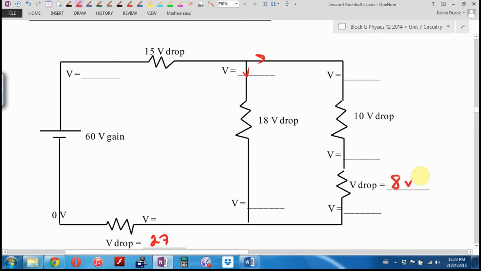So don't try adding up all of the voltages. It'll add to way more than 60. I don't care. On any path, you gain 60 going through the battery, you'll lose 60 going through the chairlift, as long as it's a closed loop and you're always skiing downhill. By the way, eventually I'll show you we can ski uphill mathematically, and I'll show you how we deal with that, but not yet.